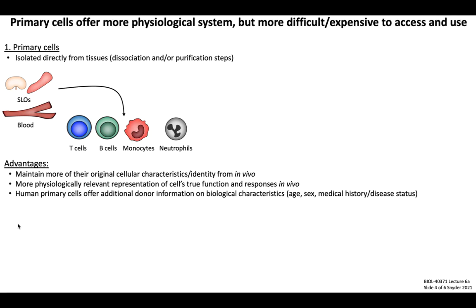First and foremost, primary cells offer the most physiological or faithful representation of cellular characteristics and functions compared to what you might expect to see in vivo. And this is because for many cells, they maintain more of their original cellular characteristics even when they're cultured ex vivo, at least in comparison to cell lines. Additionally, if you are working with primary cells from human donors, you are given additional layers of information about their biological characteristics. And this is properties such as age, sex, and medical history or disease status. And this can help researchers stratify resulting data sets to see if there are any sort of variable readouts that might be correlated with properties such as donor sex.